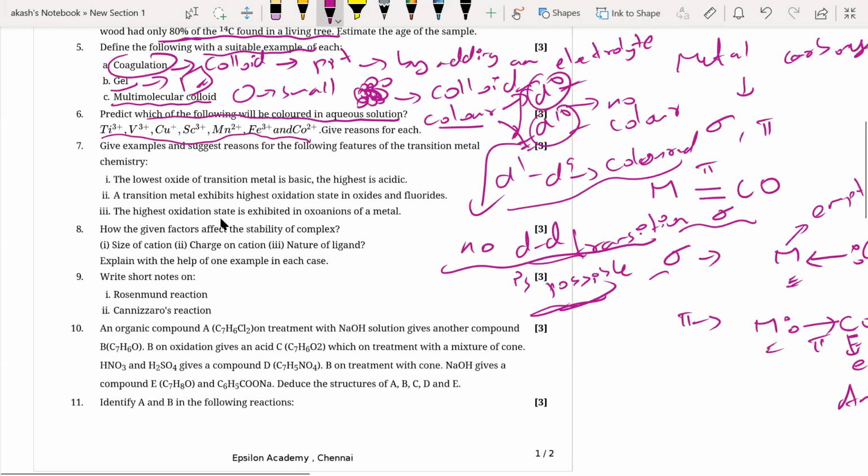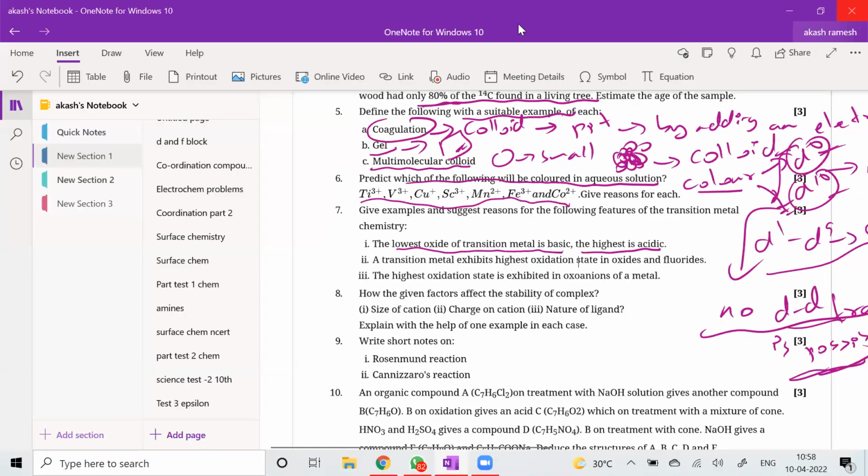Give examples for the following phases of transition metal chemistry. The lowest oxidation state is basic and the highest oxidation state is acidic. Okay, the reason for this: the lowest oxidation state is basic, the highest oxidation state is acidic. Let us check the solutions for this. Just give me a moment. Stability, sir. Does stability play a role in that? No, I don't think so. Just give me one moment.